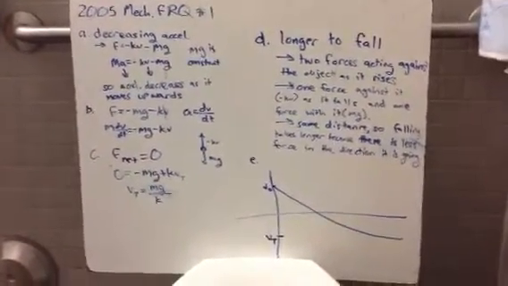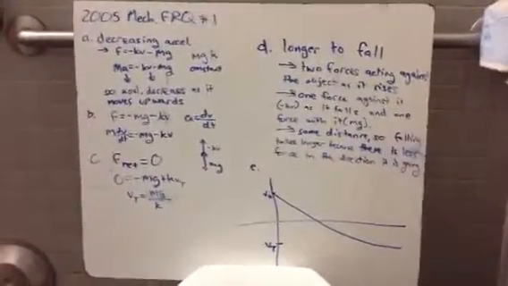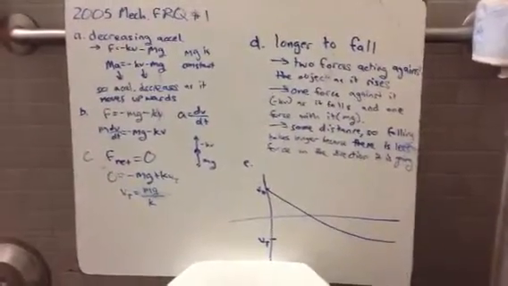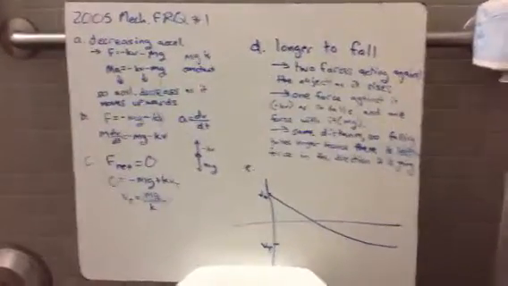And for D, it takes longer to fall because as it's going up and as it's going down, the distances are the same. However, as it's going up, there's two forces acting against it as the object rises, so that would take less time to get to the very top.